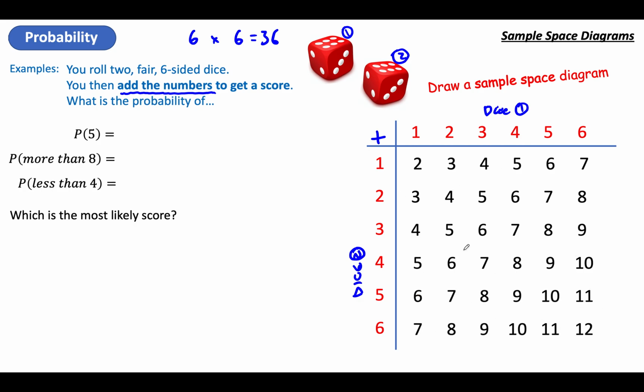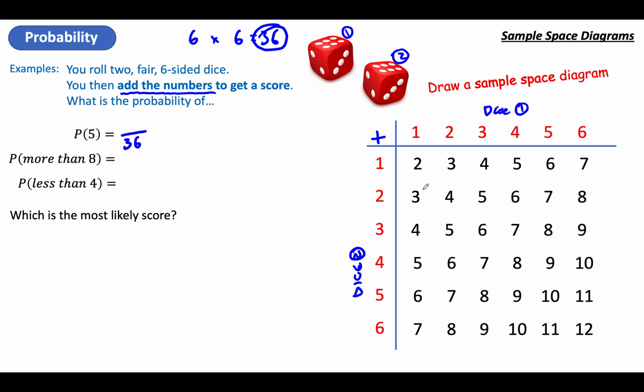Right, all those ones in black there are 36 different outcomes that I could get. And I can use this to work out my probabilities. Now remember, probability is the number of ways of winning divided by the total number of outcomes. Now the total number of outcomes is 36. There's all 36 of them. So my fraction will be out of 36.